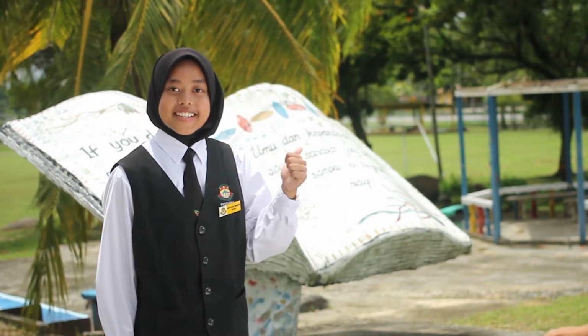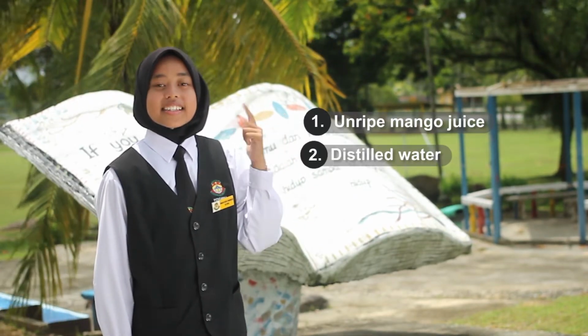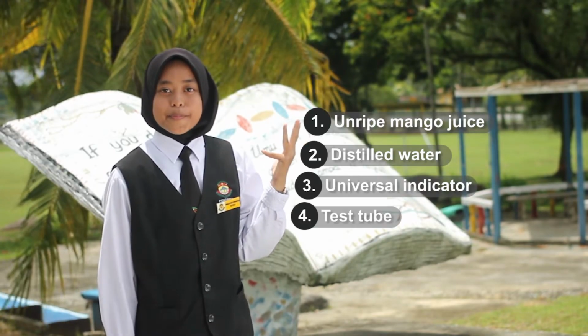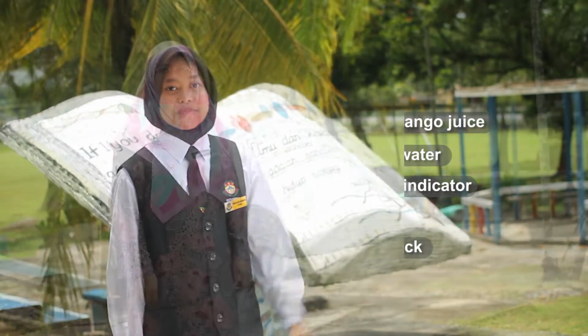Earlier, you learned the physical properties of acid. Do you still remember? Can you list out the properties? Let's carry out a simple experiment. In this experiment, you will need the following materials and apparatus. First, unripe mango juice. Second, distilled water. Third, universal indicator. Fourth, test tube. Fifth, test tube rack. And lastly, dropper.